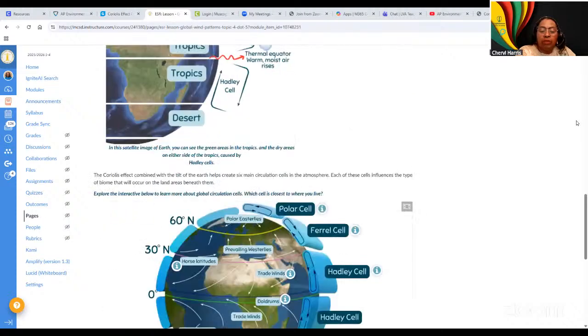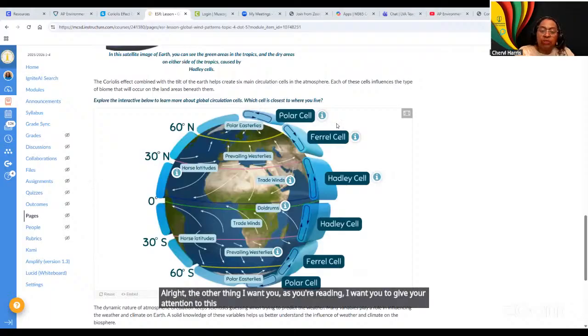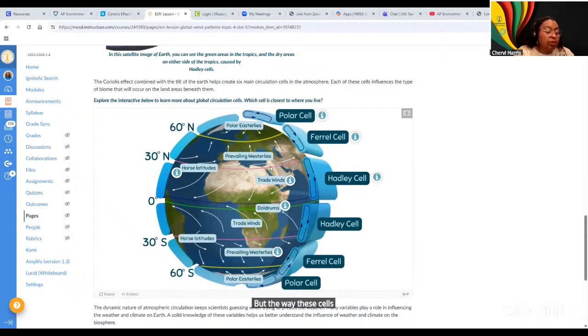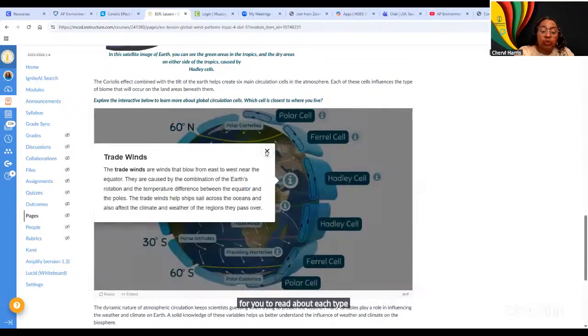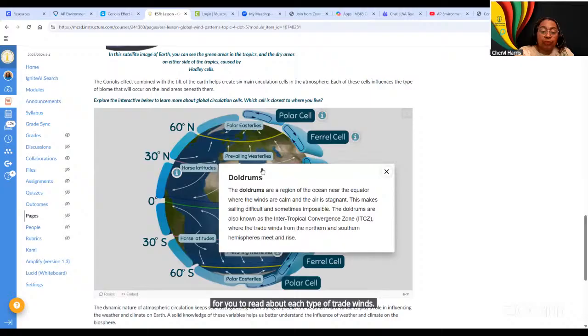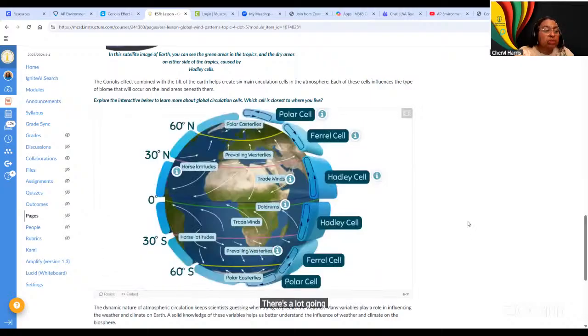All right, the other thing I want you to do as you're reading is give your attention to this particular map, because you do have to be familiar with the order of the way these cells appear on the Earth and what they do. This map has little buttons that you can push to read about each type of trade wind. There's a lot going on in this particular unit.